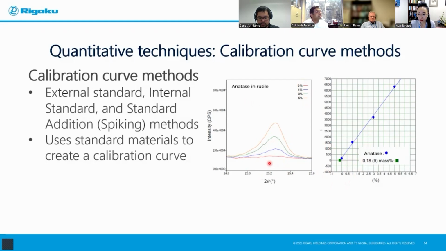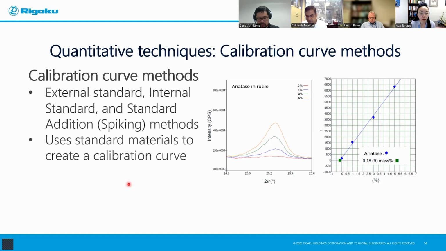So these are known as spiking methods. The only caveat is you need a pure phase to generate a calibration curve. And you can use standard materials also to check them, the variation in intensity. Also, just to mention, a calibration curve can be created for multiple phases at a time, not just one phase.